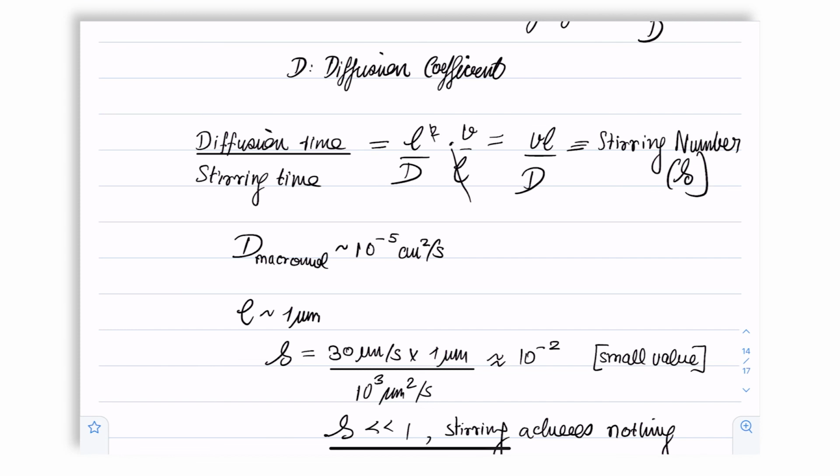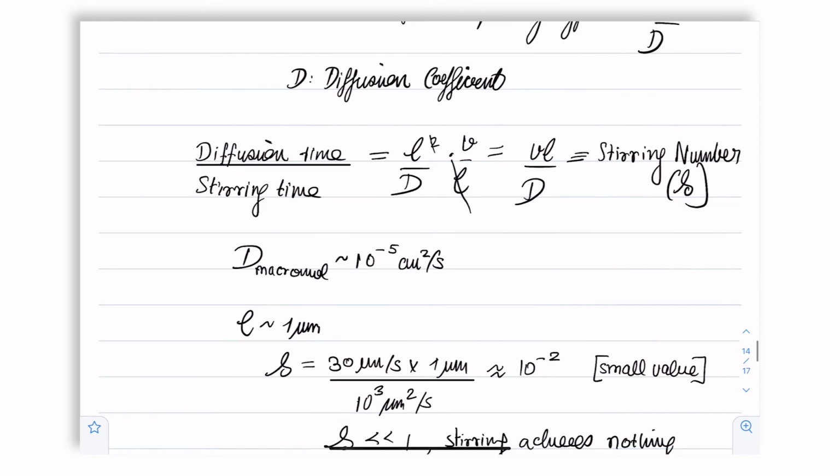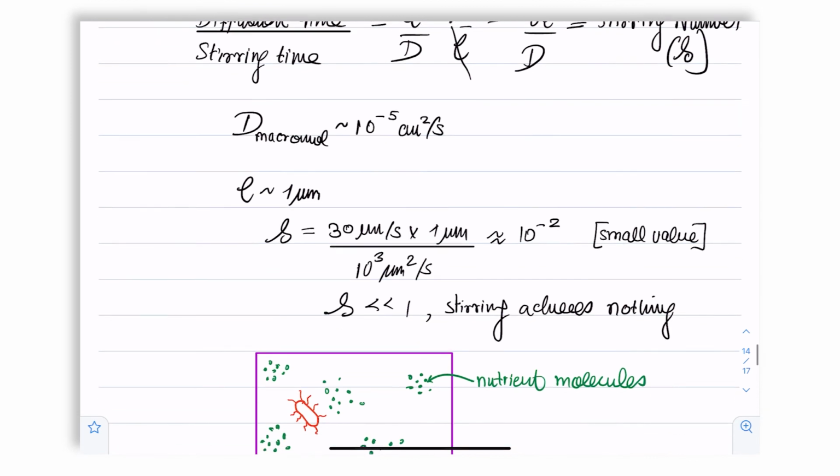Like I said earlier, if the value is small, then it is probably not diffusion limited, or diffusion is a very small time scale. Stirring is a much longer time scale. In other words, stirring does not achieve much.